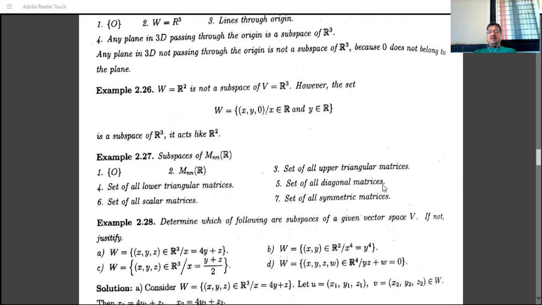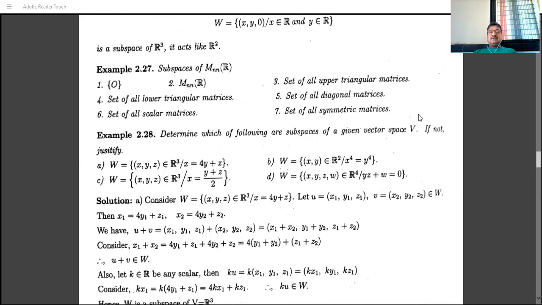Set of all diagonal matrices. We say the matrix is a diagonal matrix if only its diagonal elements are non-zero, and all the remaining elements are 0. Set of all scalar matrices. Set of all symmetric matrices. Symmetric matrix means that the elements of the type Aij and Aji are equal.